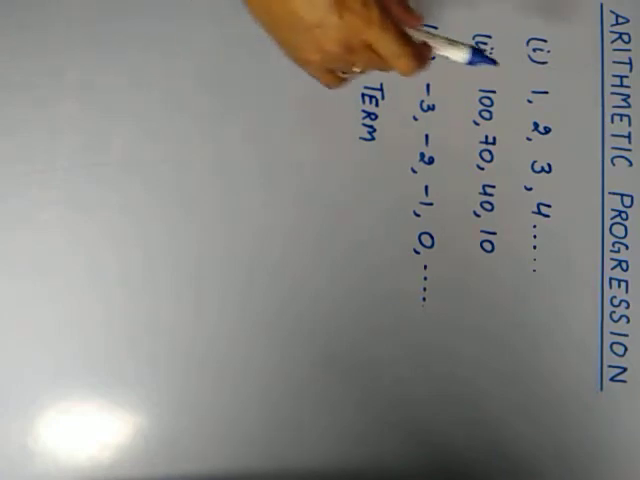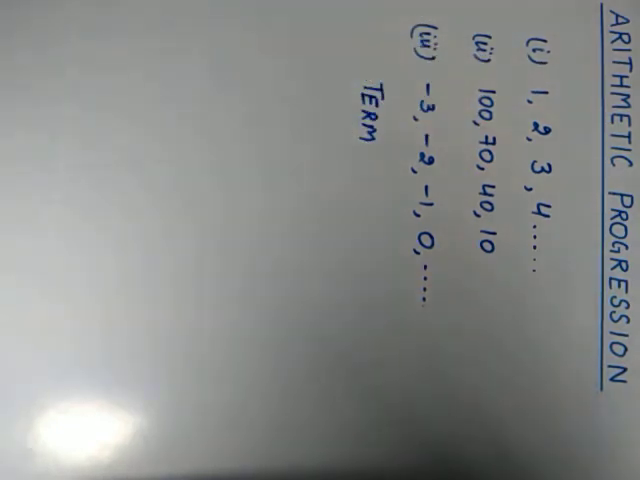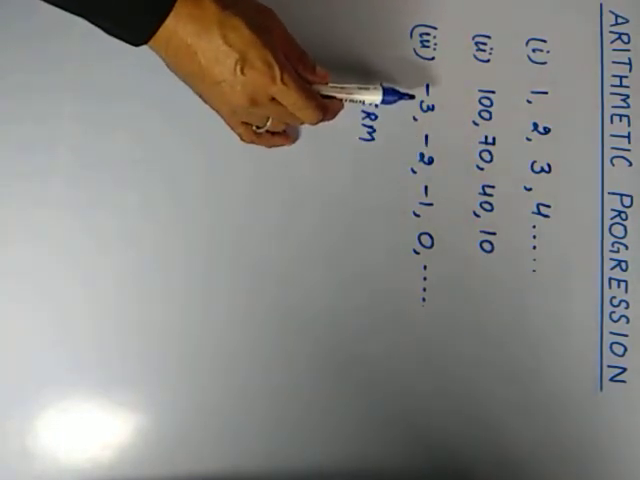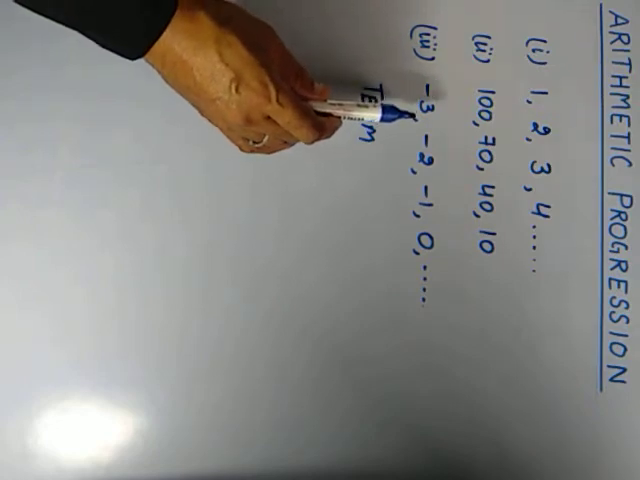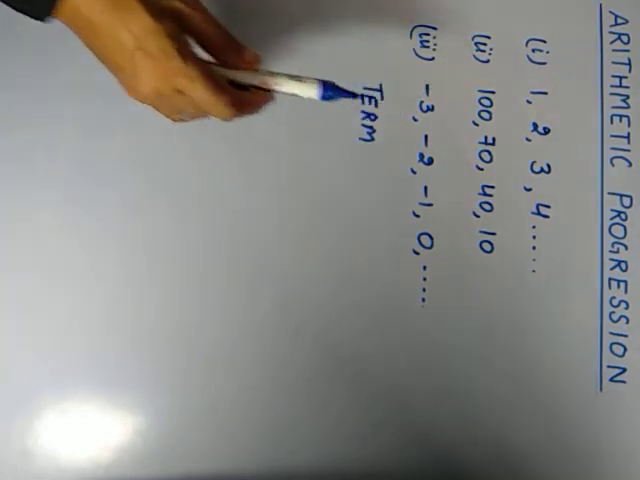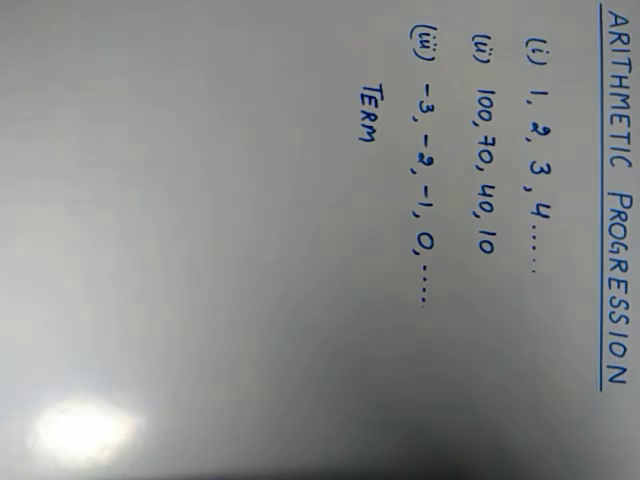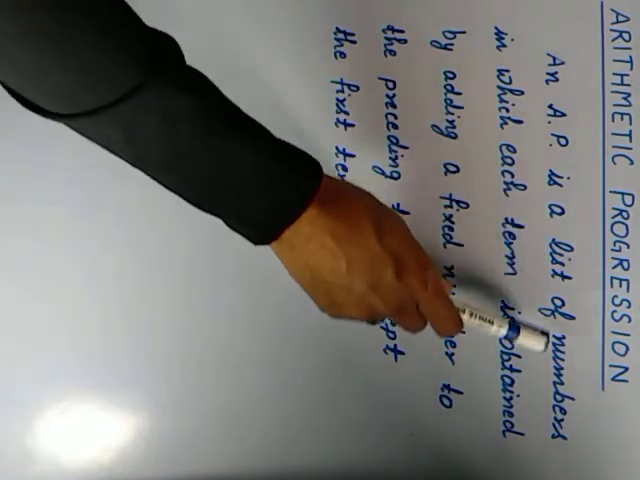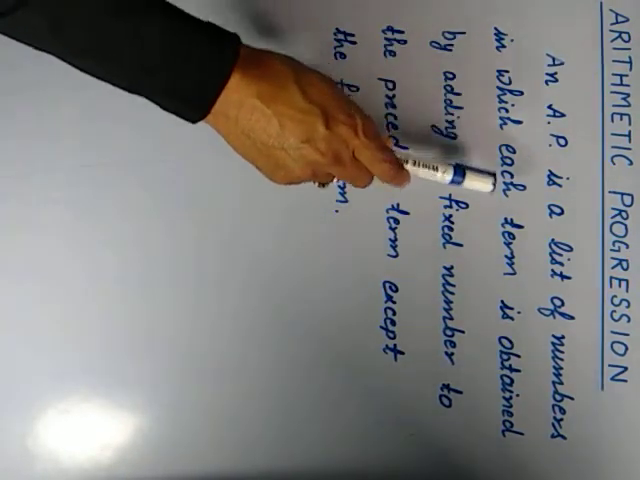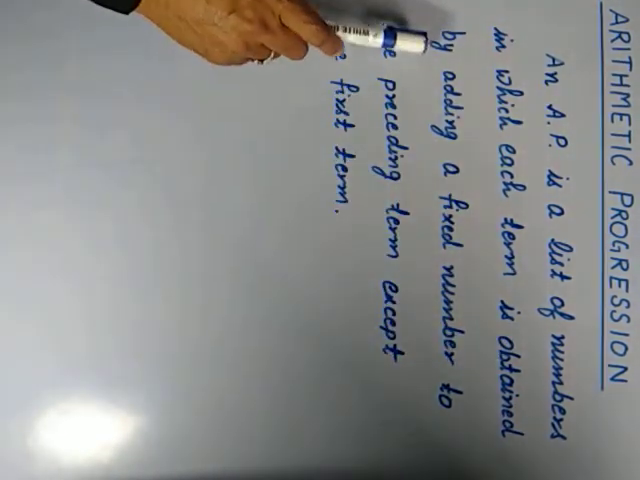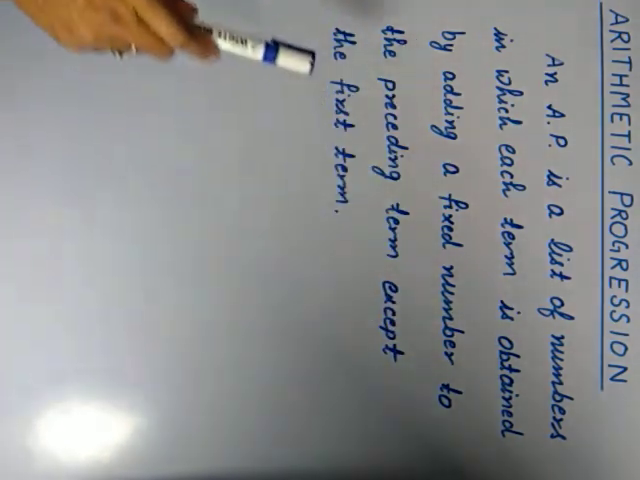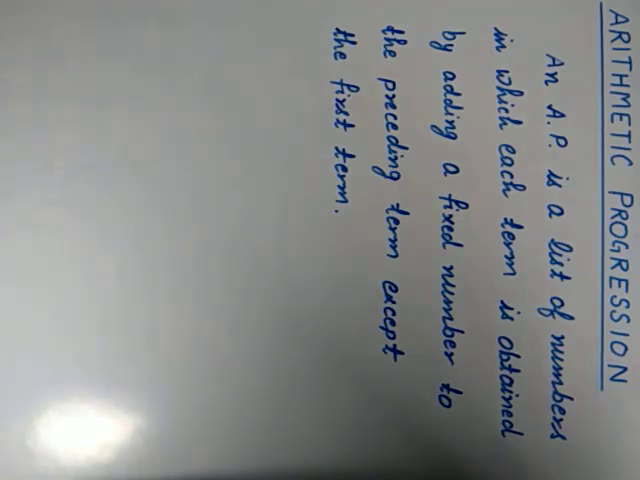So in all these three lists, we observe that successive terms are obtained by adding a fixed number to the preceding term. Such lists of numbers are said to form an arithmetic progression. So an AP is a list of numbers in which each term is obtained by adding a fixed number to the preceding term, except the first term.